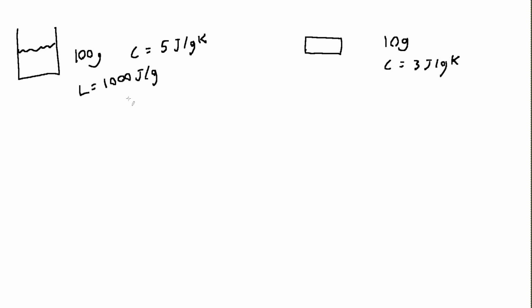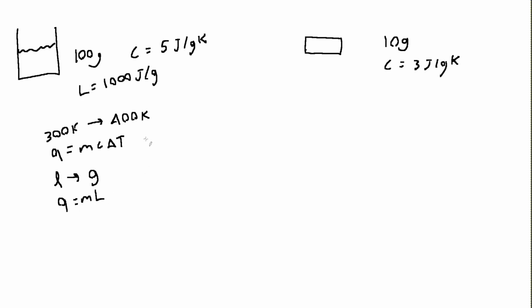So let's use that. There are actually two things we need to calculate the total heating, because it gets heated in two ways. First, it goes from 300 Kelvin to 400 Kelvin, and that's just using our Q equals MCΔT equation, right? This one. Next, it goes from a liquid to a gas, and that uses our Q equals ML equation. Okay, so let's use these.